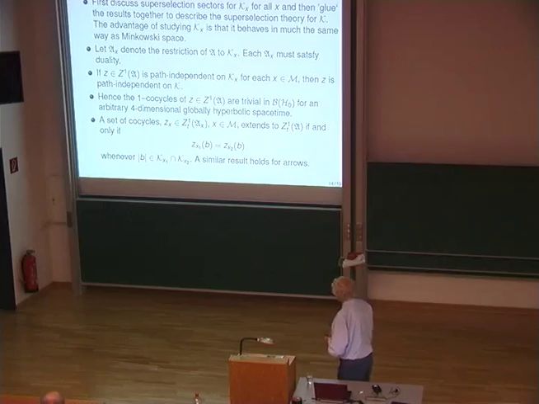And in fact, a one cocycle is always path independent on K of X for each X in M. And that implies that it is also path independent on K. And as I said, that is the same as a one cocycle being trivial in the homotopy group. So that holds in an arbitrary four-dimensional globally hyperbolic space-time. And you will now have one cocycles Z of X for each X, path independent, and you want to extend them to a path independent one cocycle on A. And the condition is very simple. It's the most natural condition that you have. The two one cocycles should coincide where they must, namely when the support of P is contained in the intersection of K of X1 and K of X2. And there is a similar result for arrows between one cocycles.